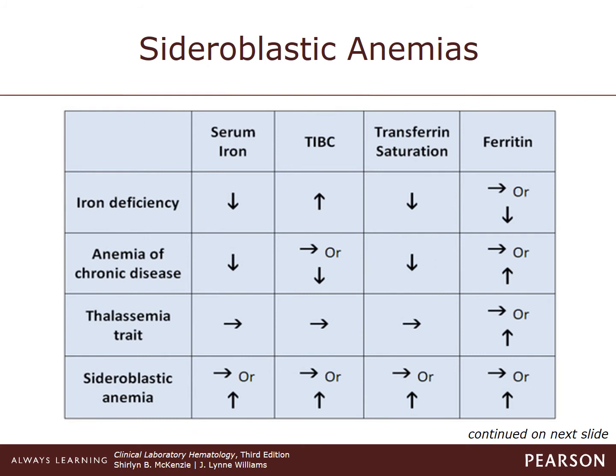We're also going to talk about and distinguish the iron studies present. Differentiation between IDA and ACD: sideroblastic has a normal or increased amount of total iron, serum iron, with an increased or normal total iron binding capacity, in addition to transferrin saturation and ferritin.